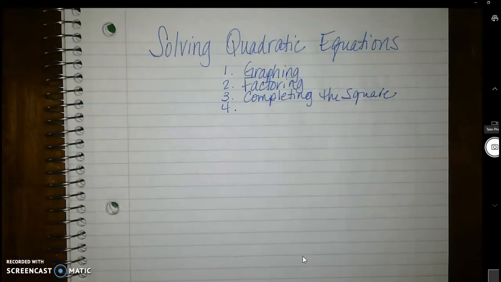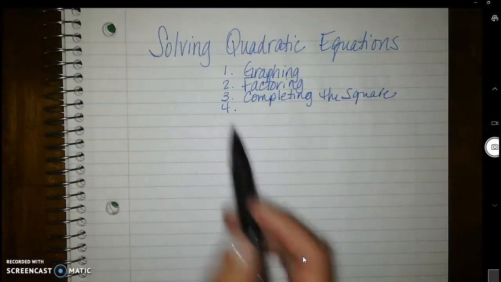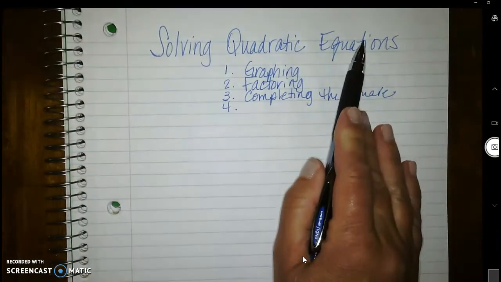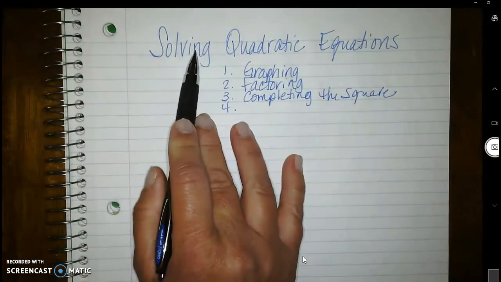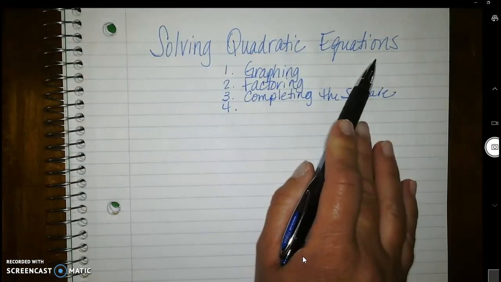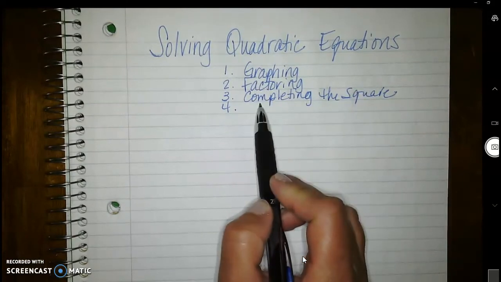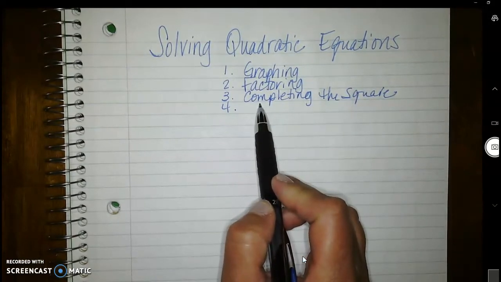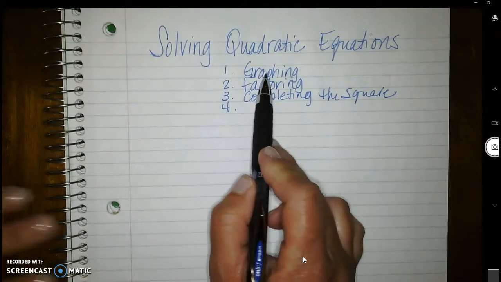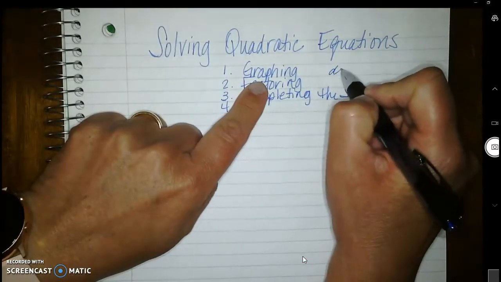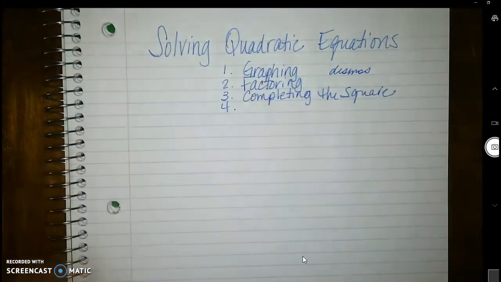Alrighty, it is the big day today. So I want to go back really quickly and talk to you about solving quadratic equations. It's been a long time, but I told you before that there were 4 different methods to solve quadratic equations. One is by graphing. I don't know if you remember, but we used Desmos, okay?